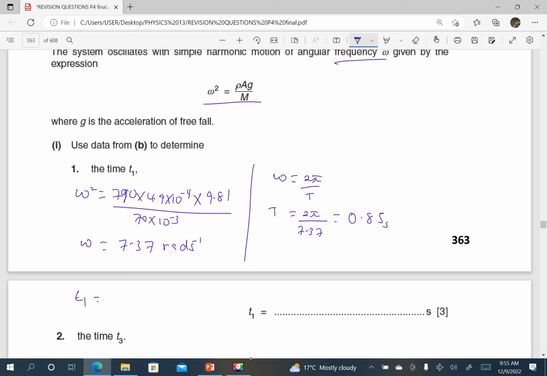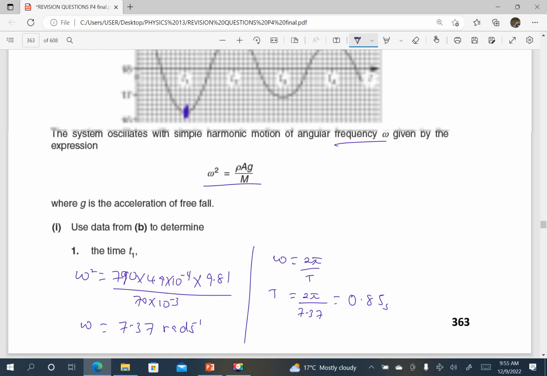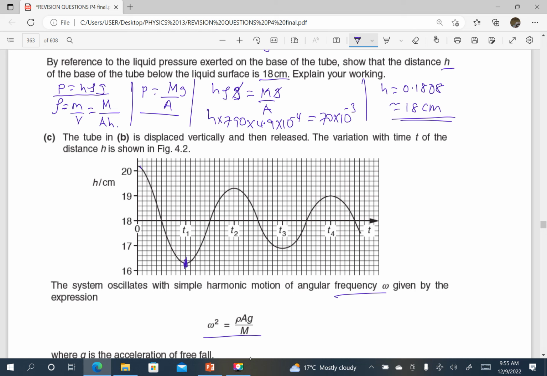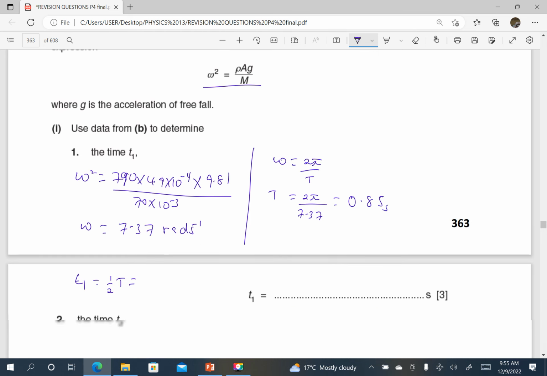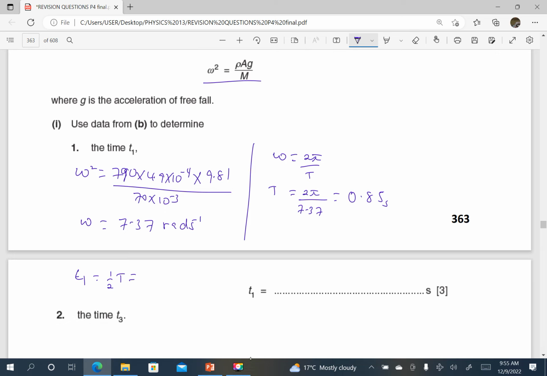Remember, t1 is half a period from the graph. This is half a cycle. When I come back here, that will be a complete cycle at t2. So t1 is half a cycle, so I'm going to divide the period by 2. 2 pi divided by 7.37, divided by 2. So this is approximately 0.43 seconds.